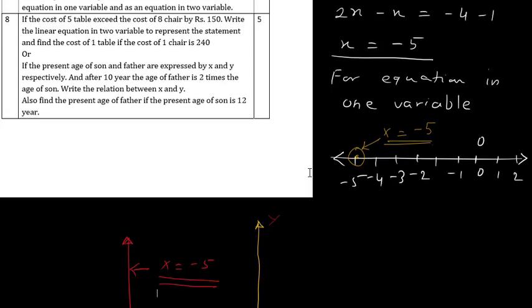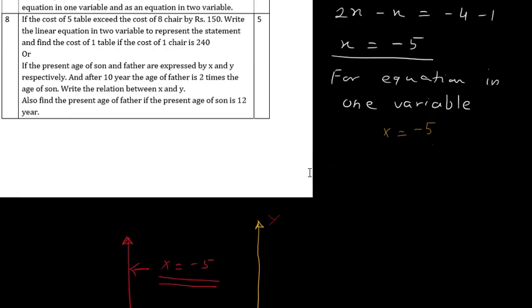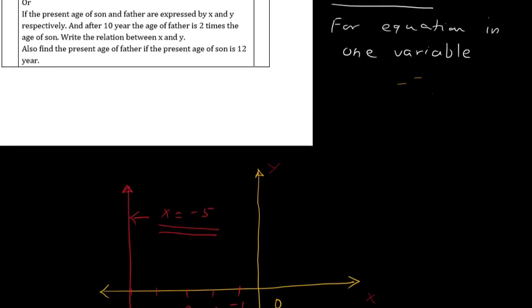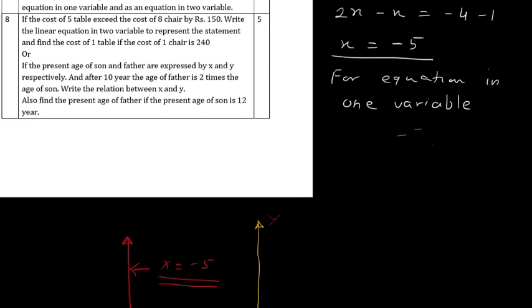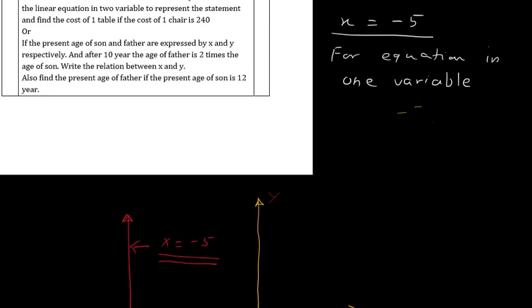Now let us see the last question. The problem is, if the cost of 8 tables exceeds the cost of 8 chairs, the cost of 5 tables exceeds the cost of 8 chairs by rupees 150, write the linear equation in two variables to represent the statement, and find the cost of 1 table if the cost of 1 chair is 240 rupees. So what is given?